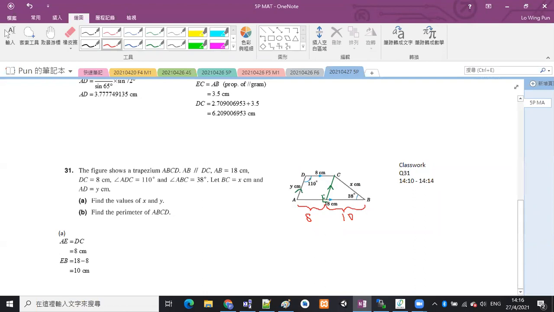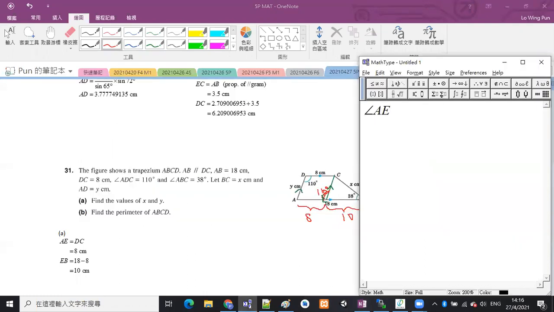We have 110 degrees of angle ADC, right? So we know that ADCE is a parallelogram, which means that the opposite angles of a parallelogram should be equal to each other. Okay, so this angle AEC should also be equal to 110 degrees. Okay, angle AEC should be equal to 110 degrees, and that should be property of parallelogram.